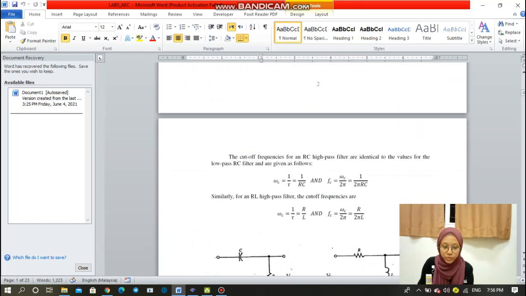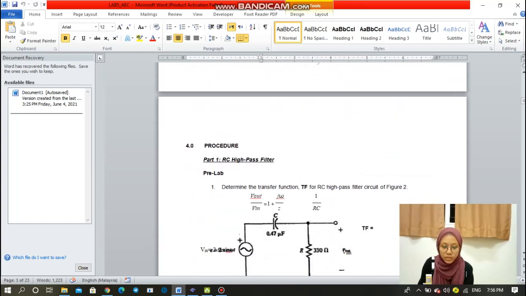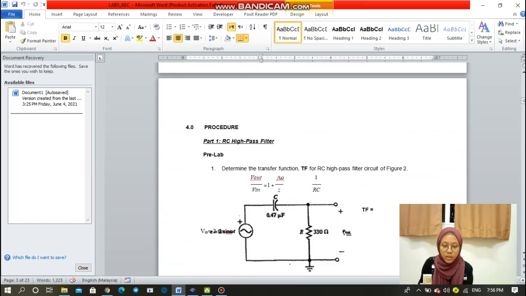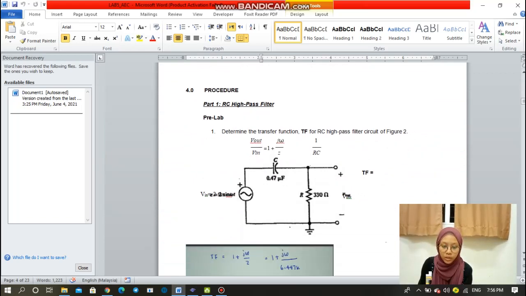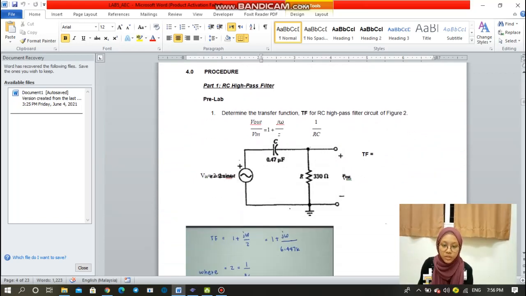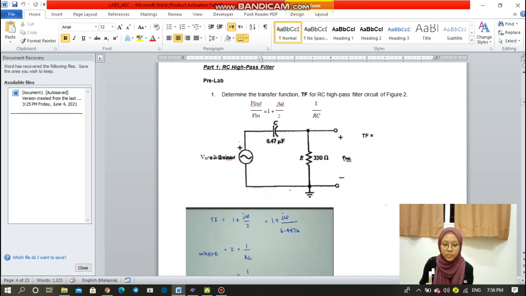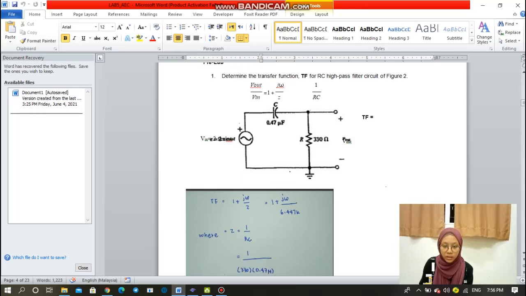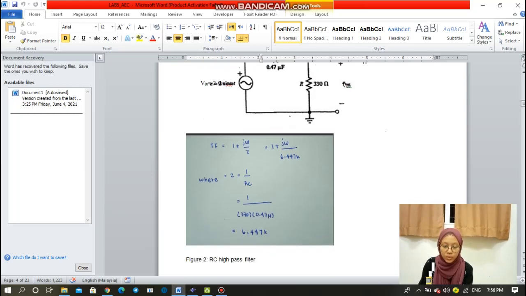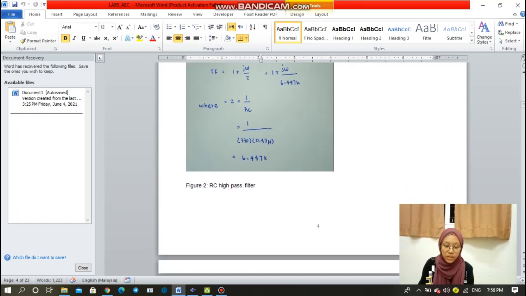So we move to the first lab, which is the RC high pass filter. First thing first, we determine the transfer function for the RC high pass filter. We just use this formula, VR over VE, 1 plus j omega over Z. So how to find Z? We use 1 over RC. We just insert the value and we got 6.447K. So from this transfer function formula, we just insert the value of Z.